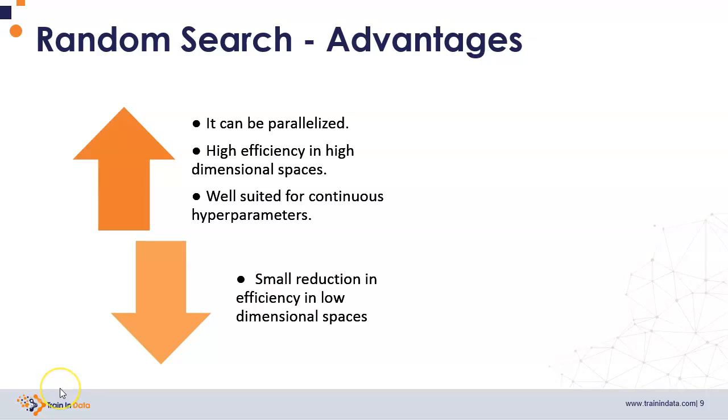So to summarize, the random search can be parallelized just as grid search. It shows high efficiency in high-dimensional spaces because it's able to explore more dimensions of each hyperparameter, and it is well suited for continuous hyperparameters precisely for this reason. As a trade-off, there is a small reduction in efficiency in low-dimensional hyperparameter spaces. So the message here is that if we have high-dimensional hyperparameter spaces, we are better equipped if we do a random search, but for small dimensional spaces, grid search works well enough.